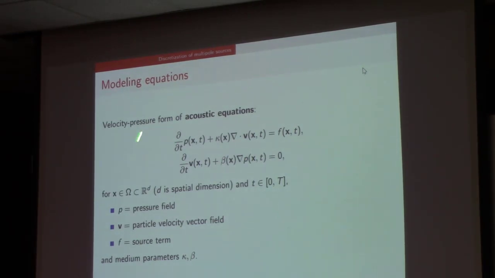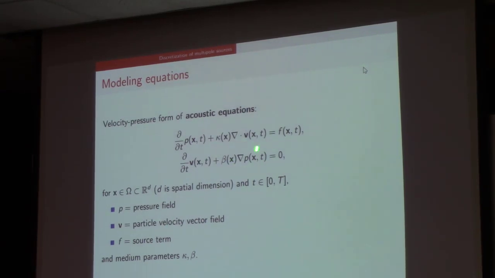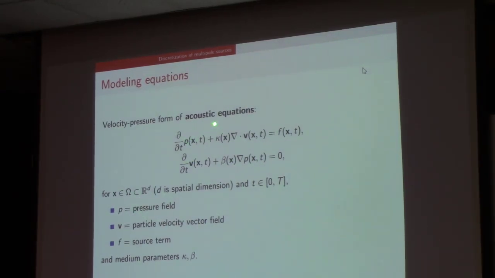Here are some modeling equations. For simplicity, I'm just going to work with the acoustic equations. This is a first order version of the wave equation. That's one way of thinking about it. The p variable here is pressure, v is particle velocity, kappa is bulk modulus, and beta is 1 over density, so buoyancy. And f here is going to represent the air gun source.